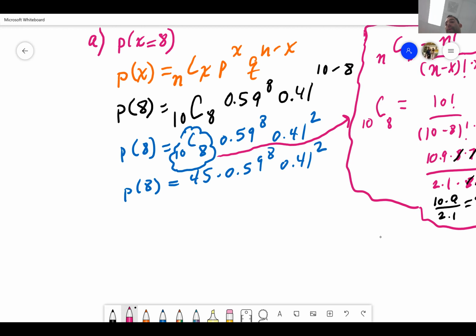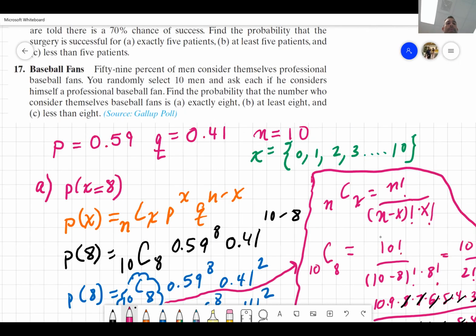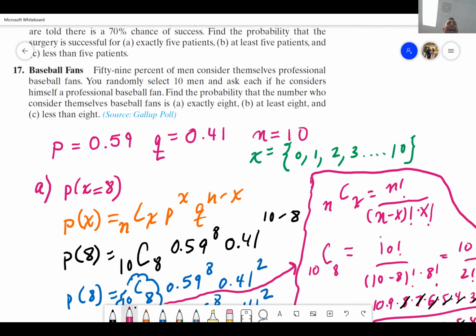Okay. So if you look at the original formula, you know how this is 8, right? Because x is 8, right? Look at the formula. P to the x is, so what's x? That's how you get it. It's whatever appears here, which appears here, which appears there. Or whatever x is. The question said, what's the probability that you find exactly 8 men who consider themselves baseball fans?